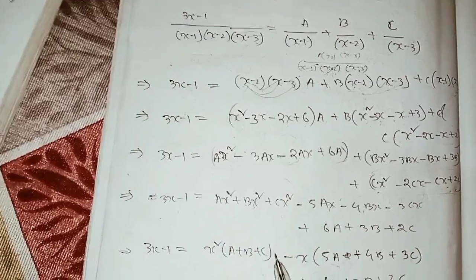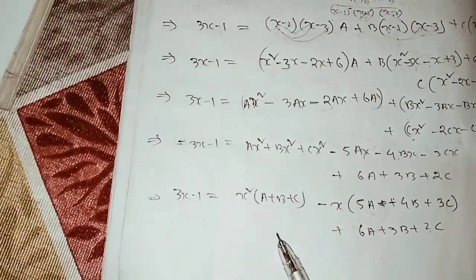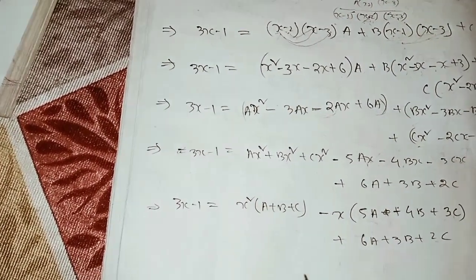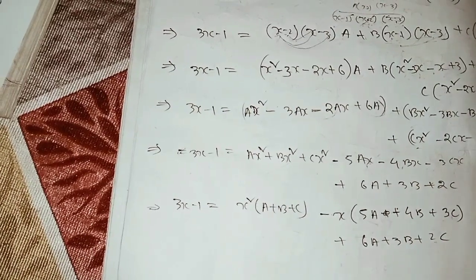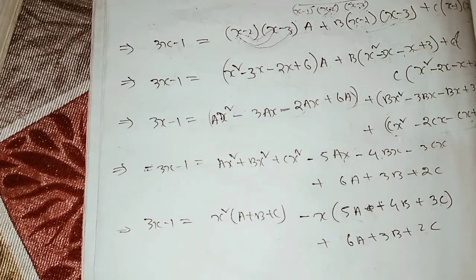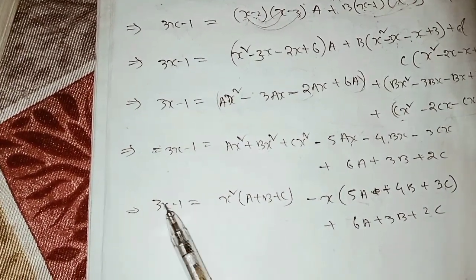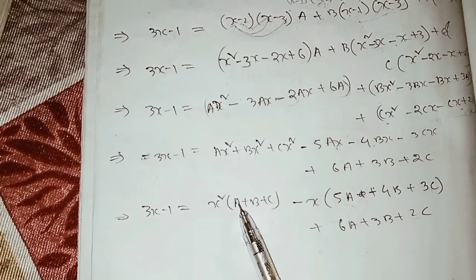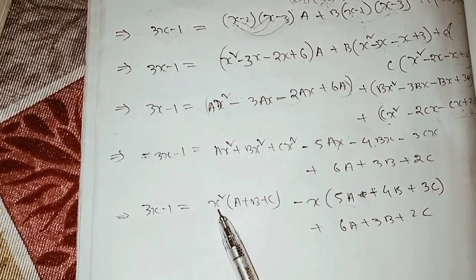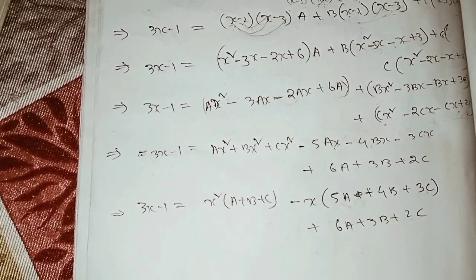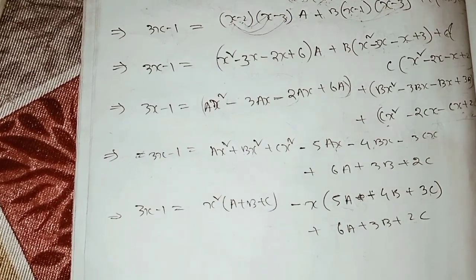So here you can see, coefficient of x means x, and the coefficient of x square means which term is multiplied with x square. Okay, this is called coefficient. So the coefficient of x is 3. Here coefficient of x square means, what is the value multiplied with x square? So what is the coefficient of x square? The coefficient of x square is a plus b plus c.